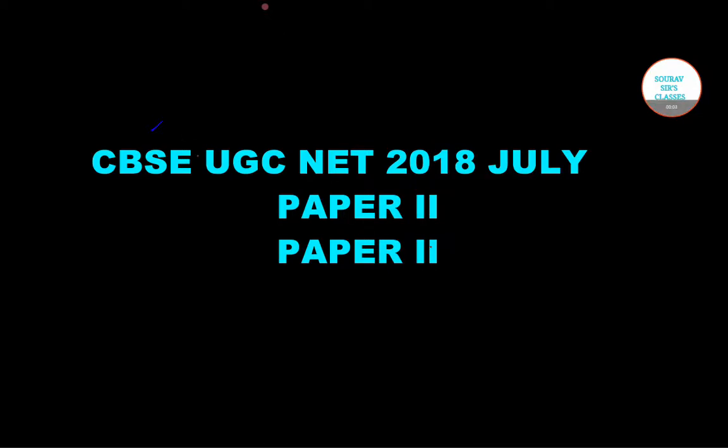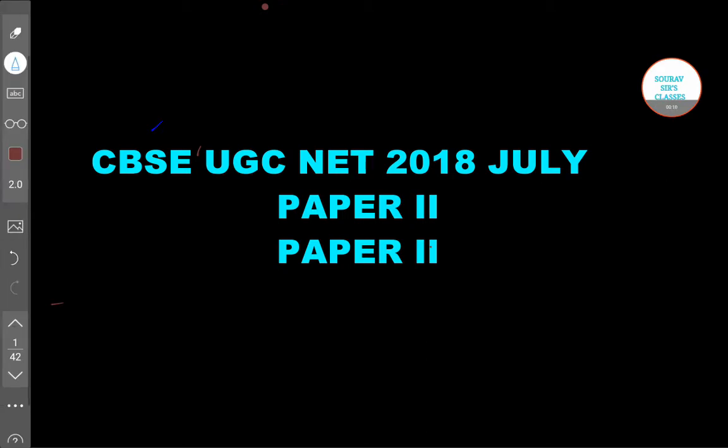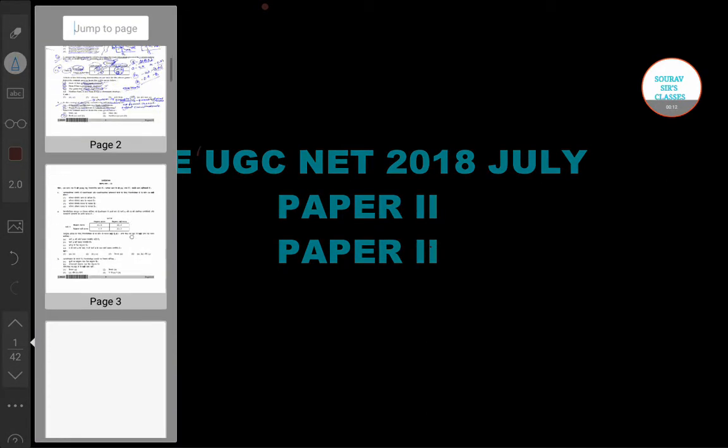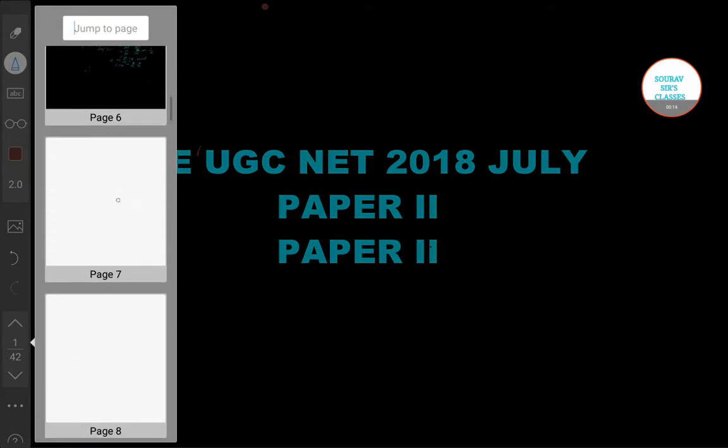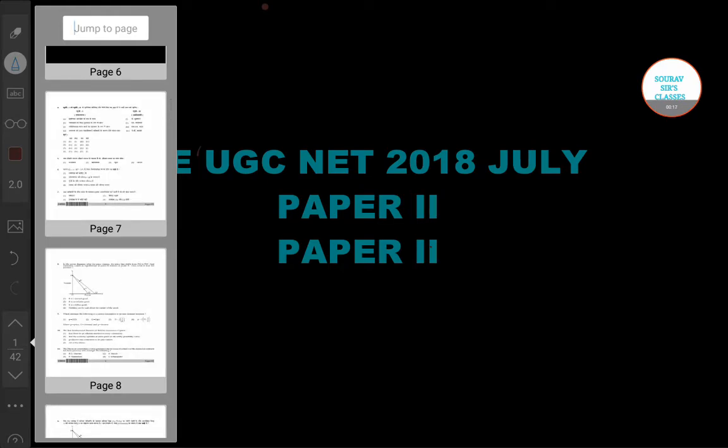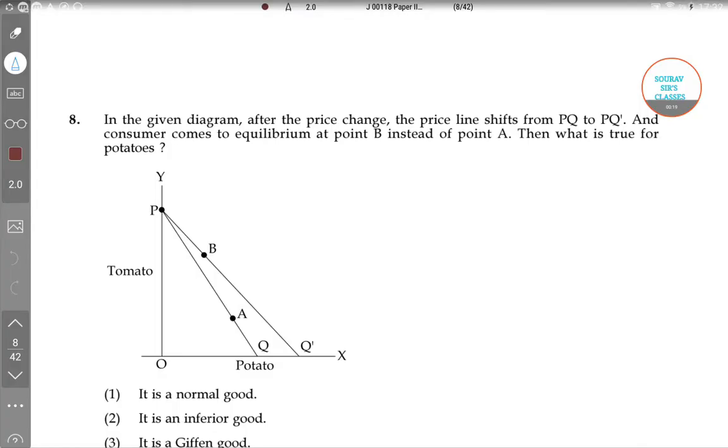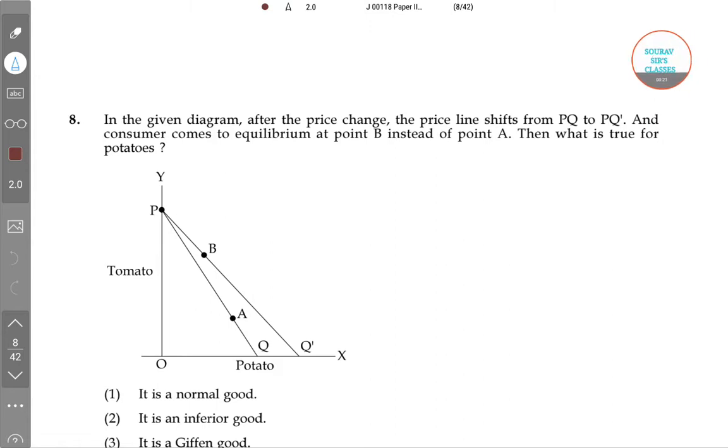So in today's video we'll be solving CBSE UGC NET 2018 July paper. So we are solving paper 2. In the last video we solved until question number 7. So in this video we'll go to question number 8 and other questions. So first I'll start with question number 8.